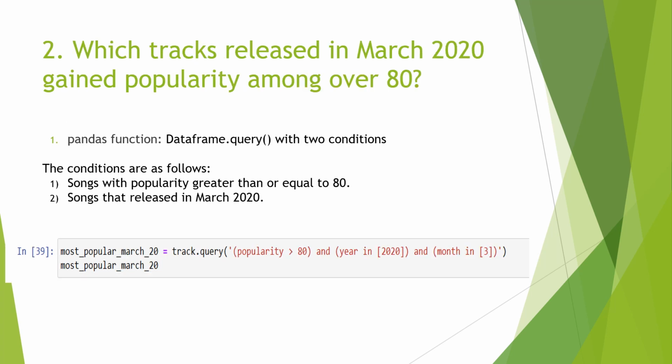And for the coming questions, this is the second question. We are going to use query again, but this time we're going one step further and dealing with a bit more complex problem, since we have identified two conditions: first, songs with popularity greater than or equal to 80. Second, songs that were released in March 2020. So here is the code.